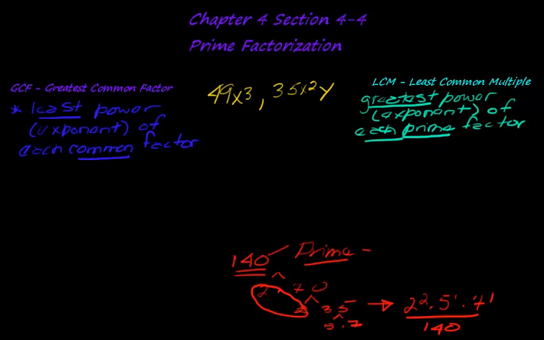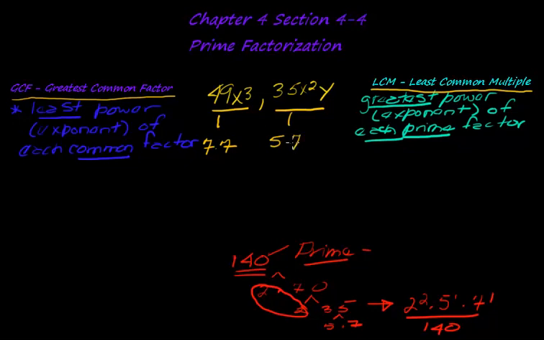We're going to go up here and use that same technique with two different numbers, and ask ourselves this: what is the GCF, the greatest common factor between these two, and the LCM, the least common multiple between these two? To find these, we take each of these numbers and factor them. So 49 is relatively easy. It is 7 times 7. So that's 49. And 35 is relatively easy. That is 5 times 7.